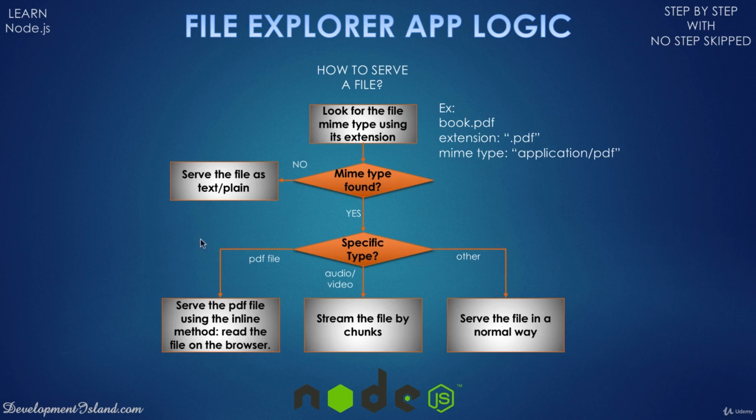Now, if you found the MIME type, we're going to distinguish a few scenarios where we have some specific types. For example, if you've got a PDF file, you're going to serve the PDF file using the inline method. This means that the user is not going to have to download the PDF file on their computer and then read it. They can actually read the file directly on the browser without having to download it.